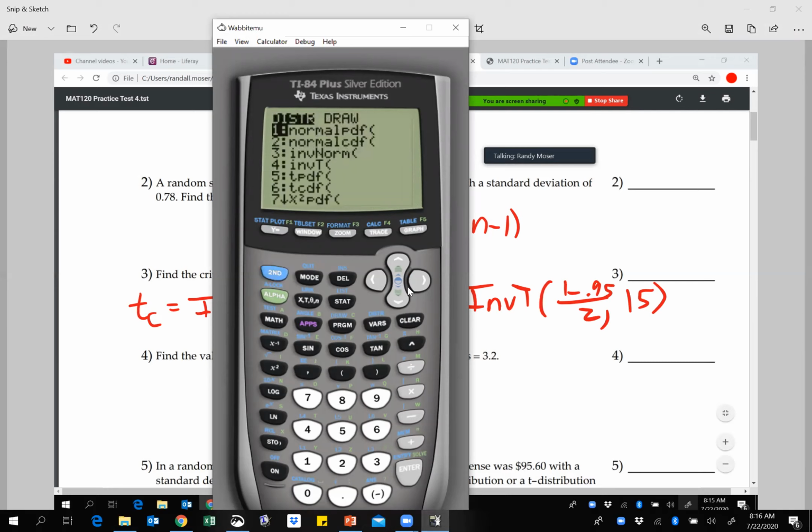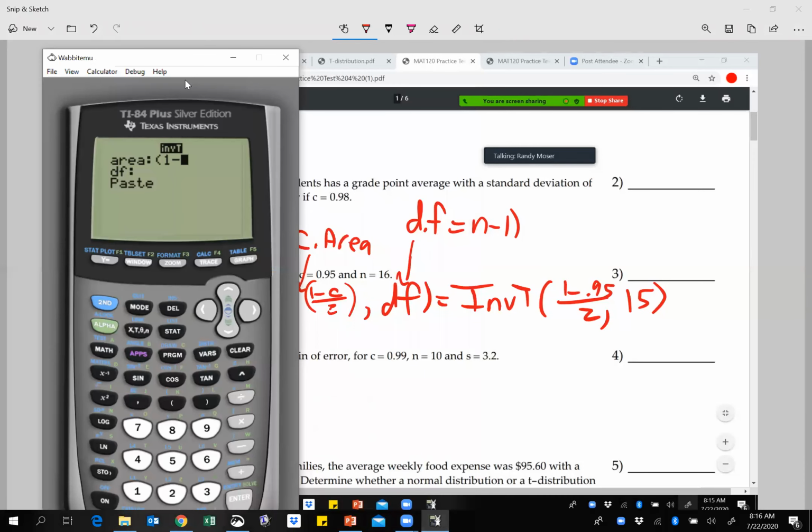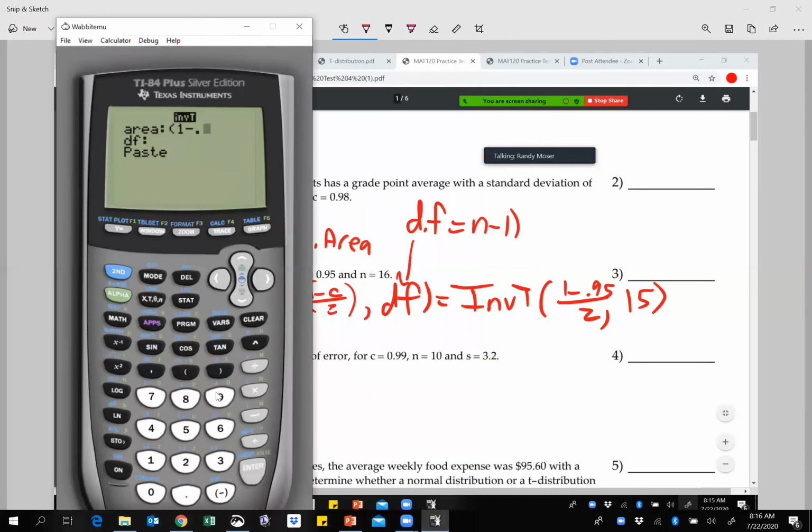Second distribution, again, for those of you with the 84, it's going to be option 4, which is inverse T. The first thing they want is the area. Whether you're using inverse norm or inverse T, that's always 1 minus C divided by 2. So 1 minus, for this example, 95% or 0.95, divided by 2, and the degrees of freedom is 15. So a sample size of 16 produces 15 degrees of freedom.